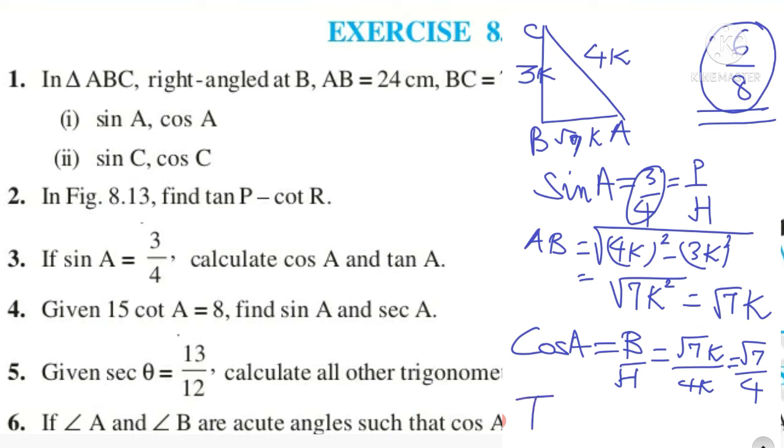Now let us write down the value of tangent A. Tangent A is proper brush. So perpendicular now, since this angle we are considering, so AB becomes the base and BC becomes the perpendicular. So I have BC upon base AB, right, which gives me 3K upon root 7K, and my answer comes out to be 3 by root 7. So I hope you are absolutely clear with the concepts of this question.